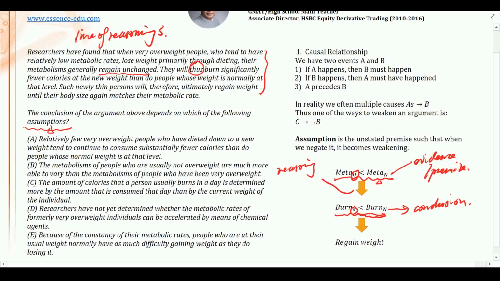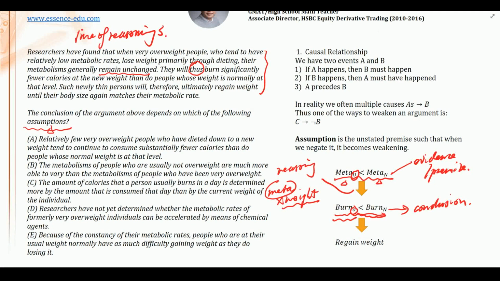This reasoning is a little bit like mathematical reasoning, right? By definition, your metabolic rate times your weight should give you the calories you burn, assuming that you keep quiet and don't do any exercises. Here, your weight is now the same as the normal people, and because your metabolic rate is lower, those originally overweight people will burn fewer calories. So this is the reasoning.